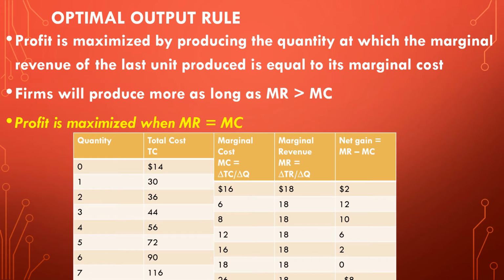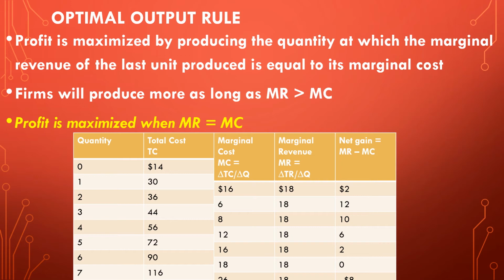Alright, so we have something known as the optimal output rule. It is the single most important thing in AP Microeconomics. Profit is maximized by producing the quantity at which the marginal revenue of the last unit produced is equal to its marginal cost. So as long as the marginal revenue is greater than marginal cost, remember that revenue is money coming into the firm. So if they are gaining more money in revenue than it is costing them to produce that unit, then they should absolutely continue to produce.